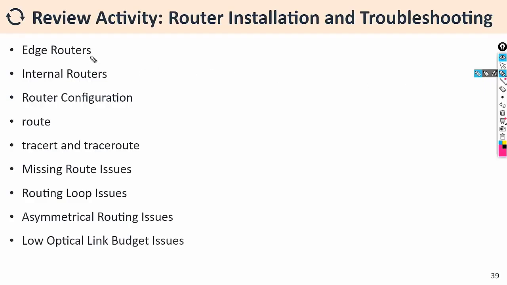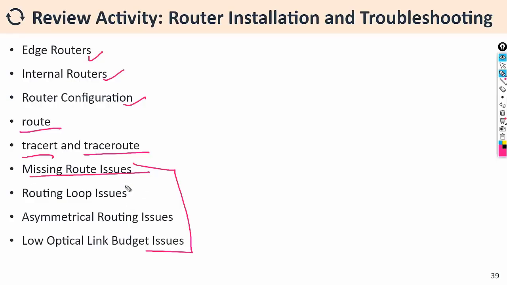So in this session we have discussed edge routers, internal routers, their configurations, the route command, traceroute command, and the possible issues inside the network if you are not able to reach the remote system. There is a possibility of a missing route issue or routing loop issues. Asymmetrical routing issues also exist, and physical issues are also available, like the low optical or link budget issue.